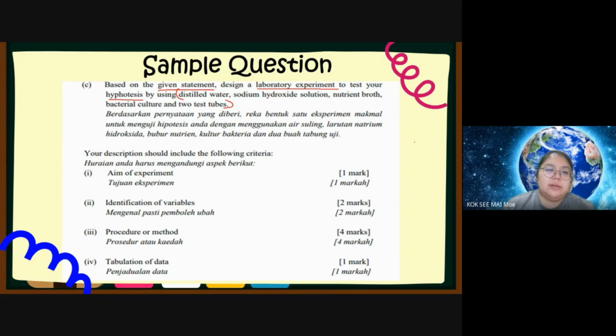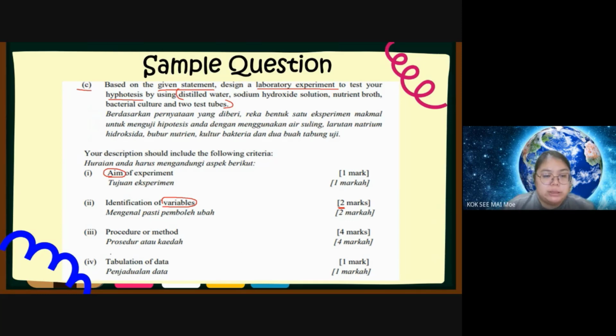Okay, after that, question C, they separate it into sub-questions. The first one is the aim. Number 2 is the variable. Variables carry 2 marks. So you need to mention all the variables: manipulated variable, responding variable, and constant variable. How do you get the 2 marks? Manipulated and responding share 1 mark. If you get 1 correct, no marks. 2 correct, then you get 1 mark. Constant variable, 1 mark.